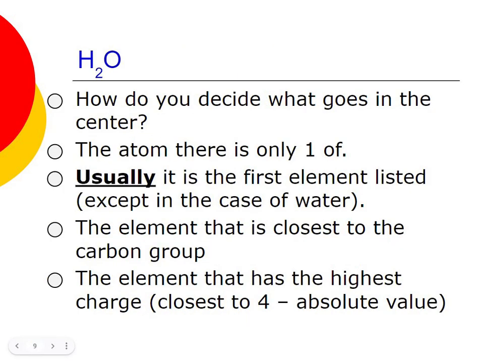So in order to start out, we have to know what the middle one is going to be. You guys don't have to write this. This is just for you to know which ones are in the middle. There are 3 main ways to know which ones are in the middle. First is usually either the element that only has 1 or the first element in the chemical compound is going to be the middle element.